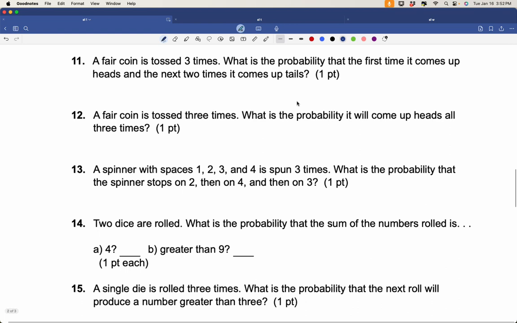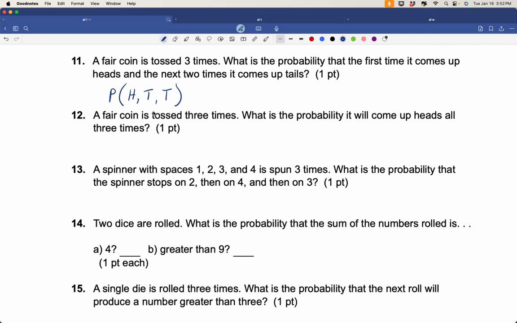Now let's go into some probability and statistics. A fair coin is tossed 3 times. What is the probability that the first time it comes up heads and the next 2 times it comes up tails? So we write that like this: the probability that we will have heads, then tails, tails again.